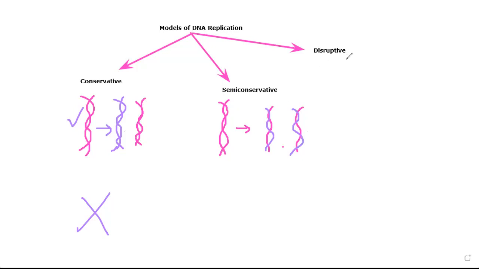What about the dispersive? Some part will be random, within one strand some part would be old, some parts would be new. Exactly. So it will be like this, and we can continue like this. So it will be dispersive.